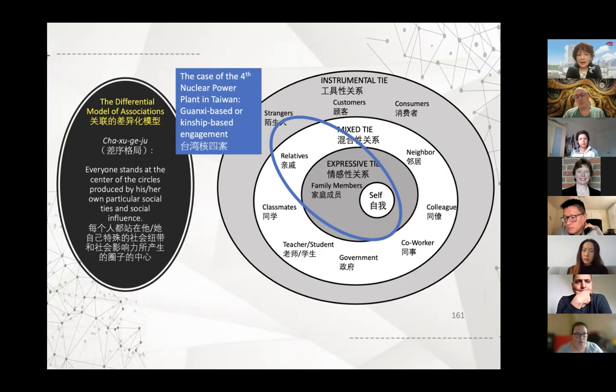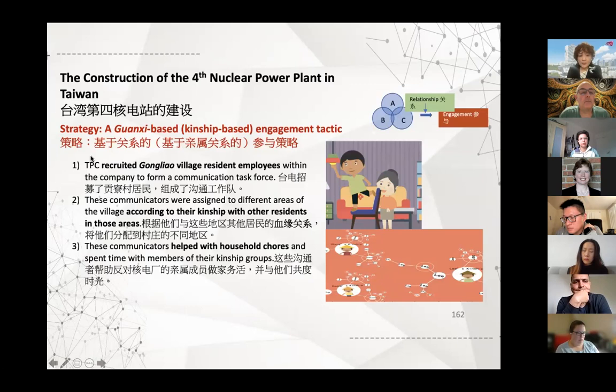The TPC, Taiwan Power Company, is the company in charge of communicating with the residents. But their communication campaigns were a failure because of strong opposition and strong ideologies. So after the first stages of failure, they changed their communication campaign into what I named Guanxi-based engagement tactics. They recruited Gongliao village resident employees, Gongliao being the proposed construction site, within the company to form a communication task force.